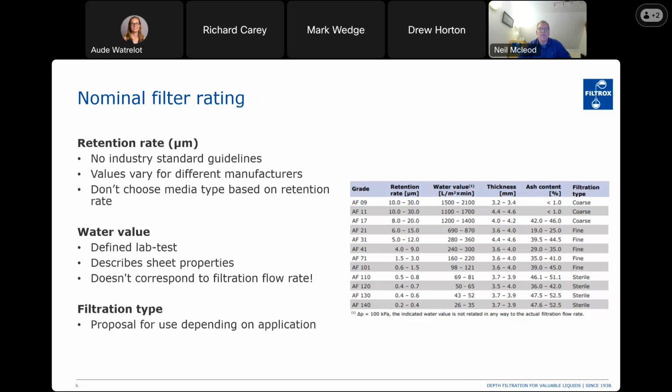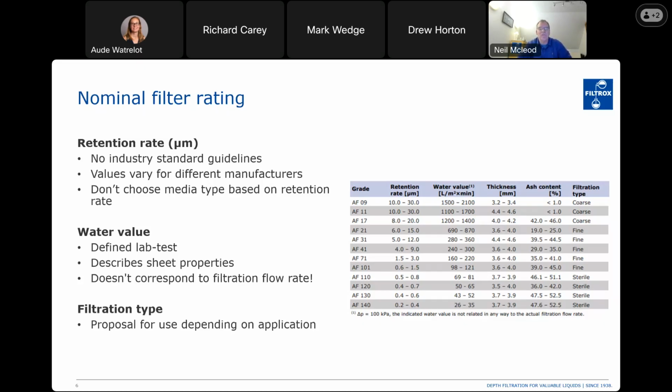On all depth filter sheet technical specifications, there's a water value. The reason I want to mention the water value is that it is specifically for quality control testing when these filter medias are manufactured. So we look at a water value and it gives us an idea of how the filter is going to operate. As an example, for an AF41, the water value stated is 240 to 300 litres per metre squared per minute.